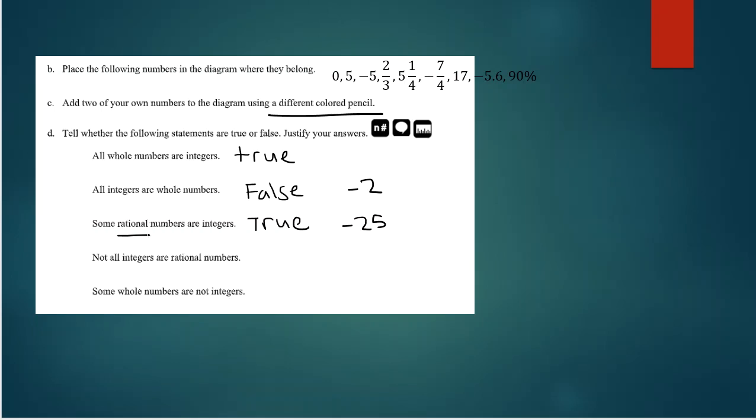Remember to tell if a number is a rational number or not: if it can be written as a fraction, it is a rational number. Not all integers are rational numbers. And that is actually false. All integers can be written as fractions. So all integers are rational numbers. And then the last one, some whole numbers are not integers, and that is also false.